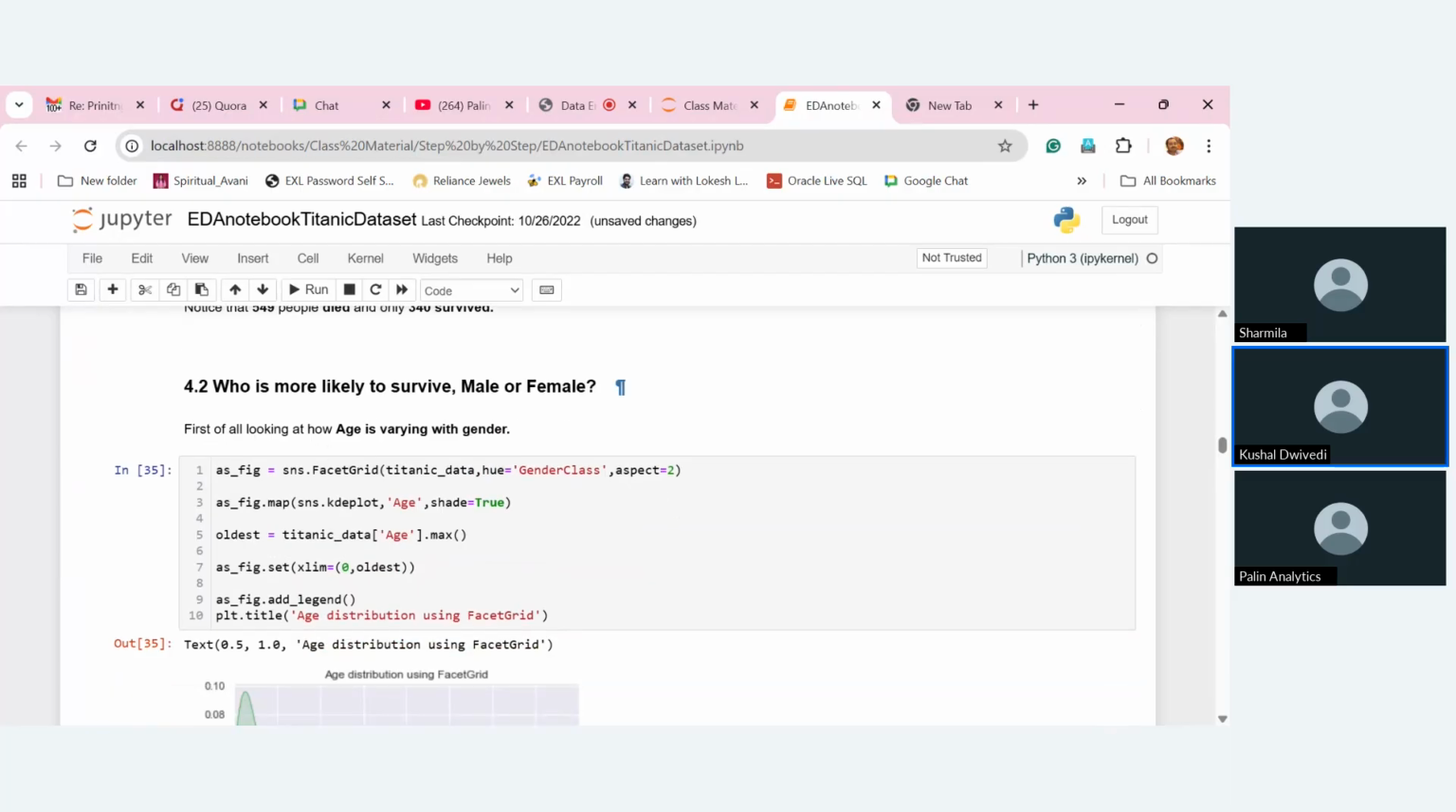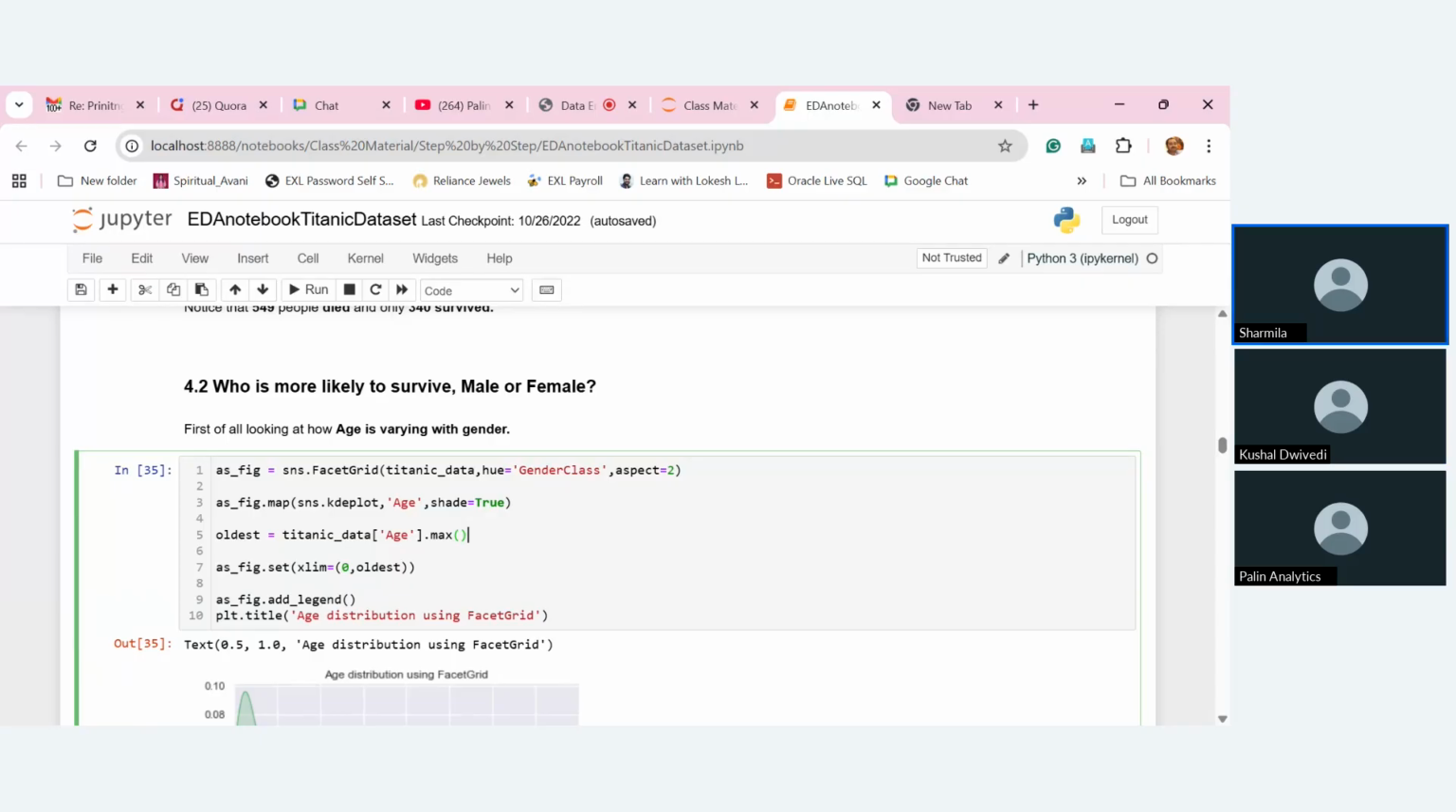Now, who is more likely to survive, male or female? Who has the higher chances of survival? If any disaster or calamity happens, what is the general ratio between survival of male and female? Can you tell me? Suppose any natural disaster comes, or any accident happens where a mass of people are affected. Whom do you think has a higher probability of survival, male or female?